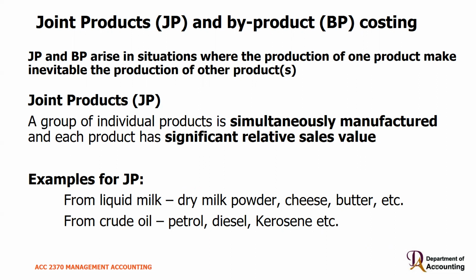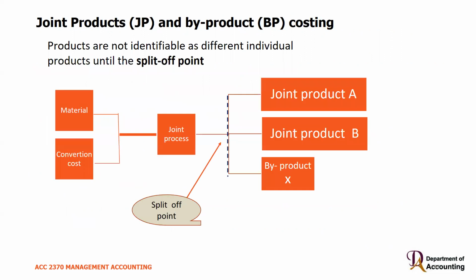We'll discuss that in detail with a diagram. Here you can see materials and conversion cost. You know what conversion cost means. Material and conversion cost, everything is put into this joint process, and in this joint process, all these products are produced simultaneously.